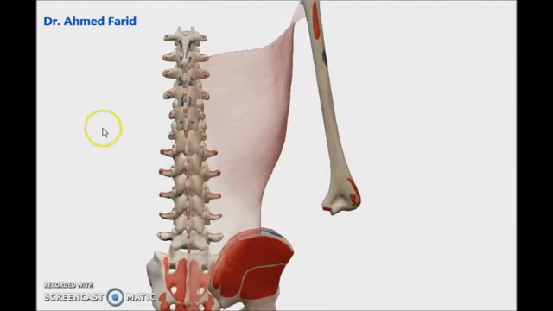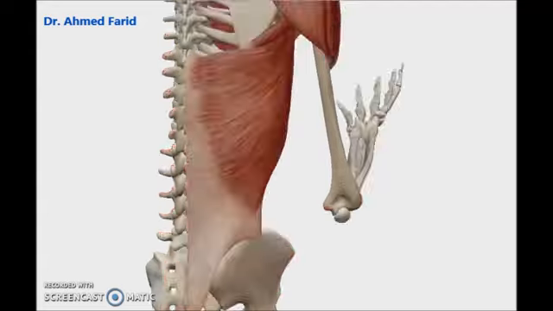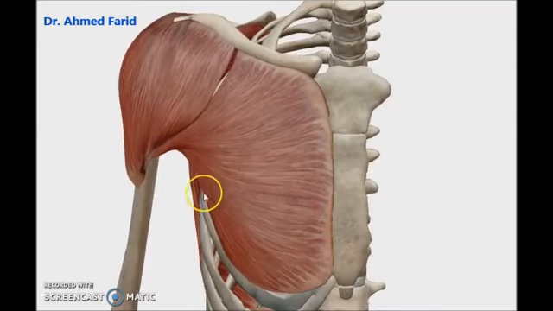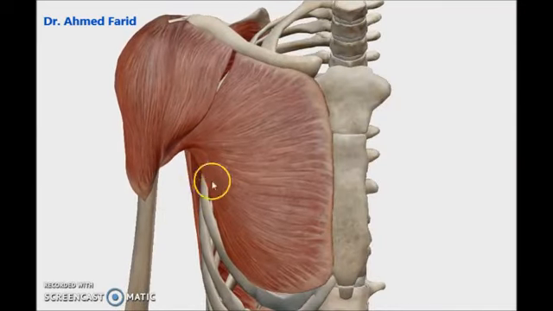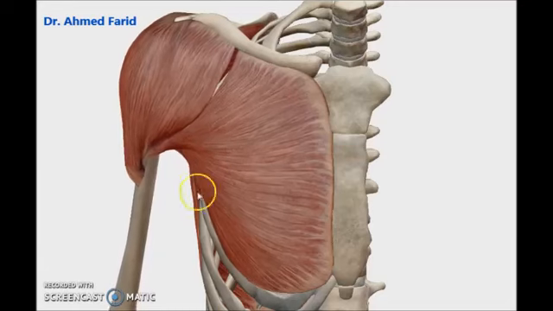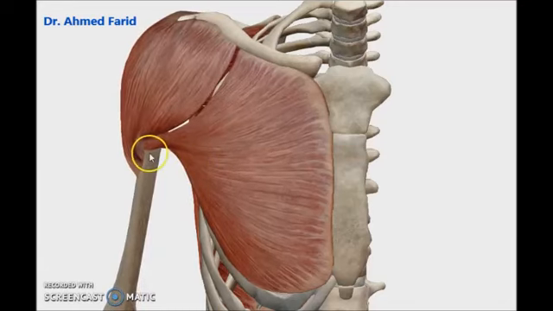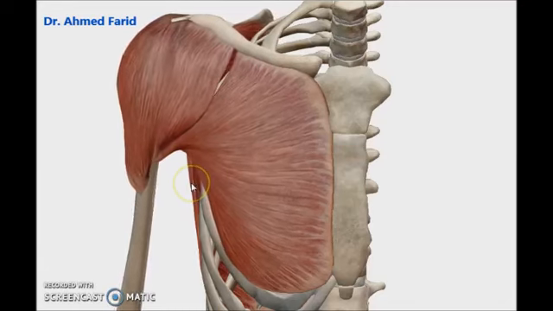lateral. And the last action is the medial rotation, which is formed also by pectoralis major. Why do both pectoralis major and Latissimus dorsi form medial rotation of the humerus at the shoulder joint? Because both muscles are inserted into the anterior aspect of the humerus.